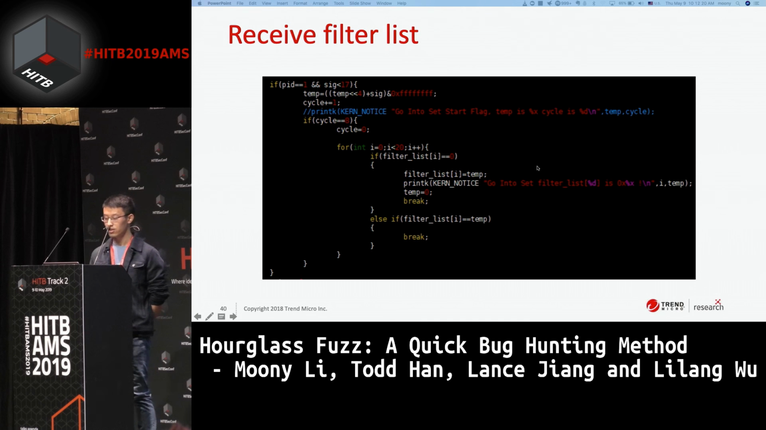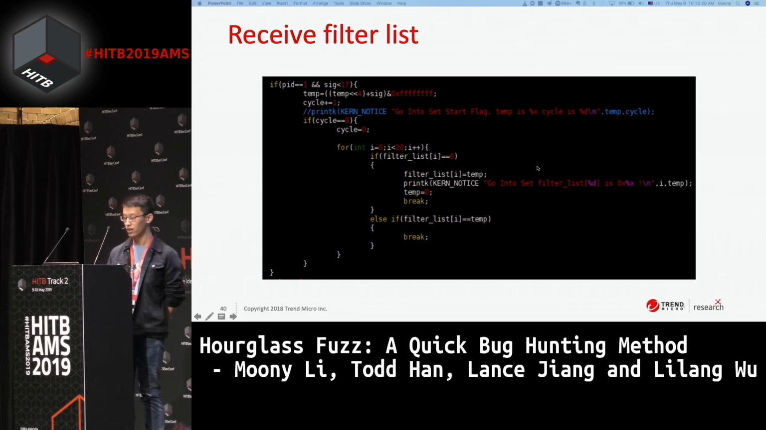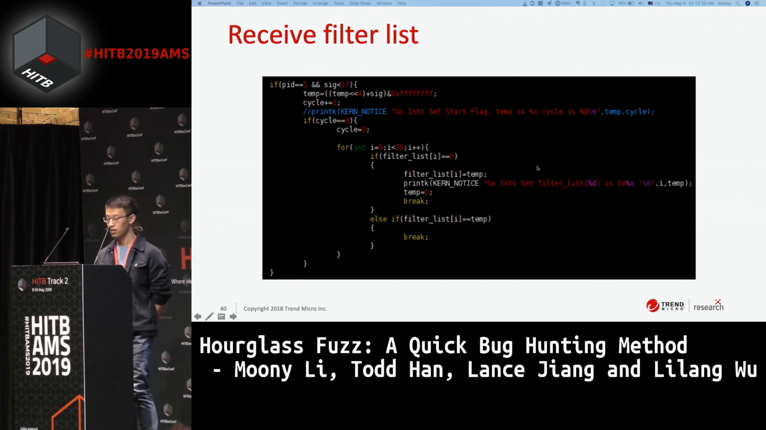Then the filter list information is received in the kernel, as shown in the figure. Since the signal only transmits 4 bits each time, if you want to transfer 32 bits, you need to send it 8 times, so that it can transfer the command code of the IOCTL function that you want to filter to the kernel.